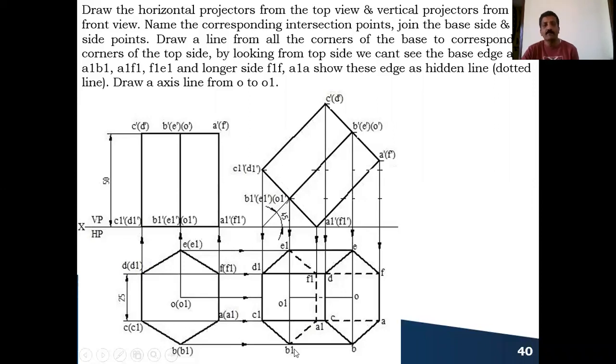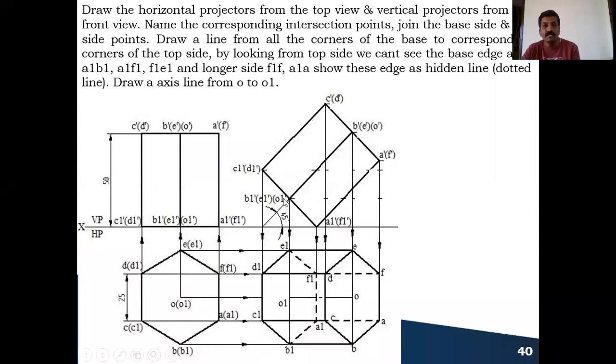They become the outermost boundary line. The base edges which are resting on HP, A1, F1 you cannot see, as well as A1, E1, as well as B1, A1, B1, E1 and F1 also you cannot see. Those edges you can make a hidden edge.